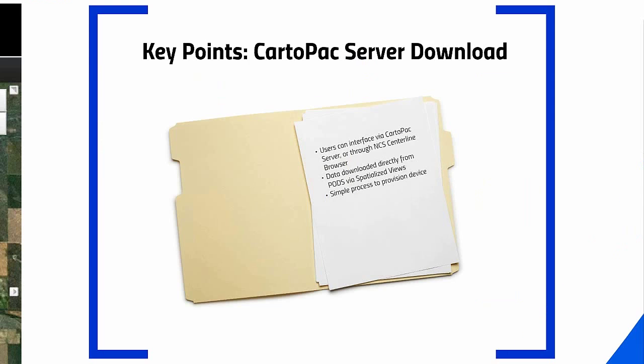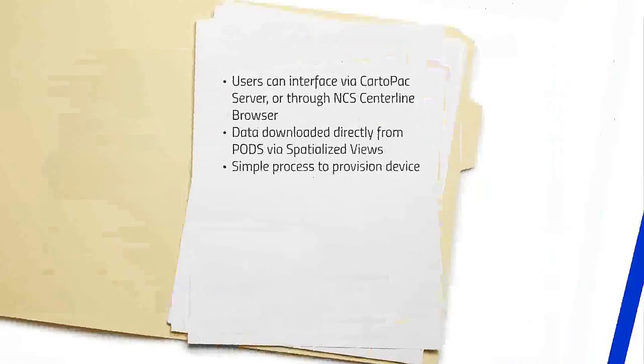So as we walk through the demonstration here, a few key points to note. As users enter this portal, if you will, to get the data they need onto the device, they can interface in a couple of different ways. What we'll be focusing on here today is the CartoPac Server environment. This is the out-of-the-box web application built on top of ArcGIS for Server, allowing field personnel to move data in and out to and from the field, and then as we'll see later, some of the back-end capabilities as well. We do have clients who are deploying the CartoPac Server functionality within the New Century Software Centerline browser application.